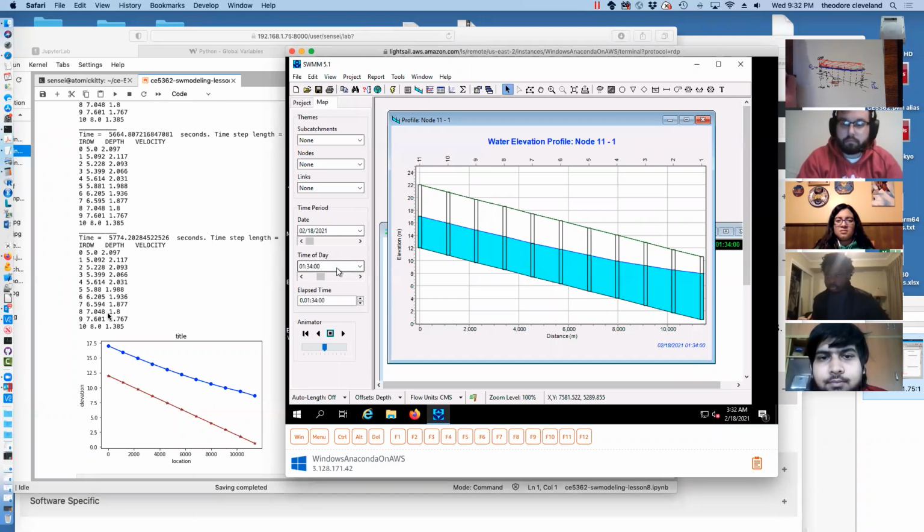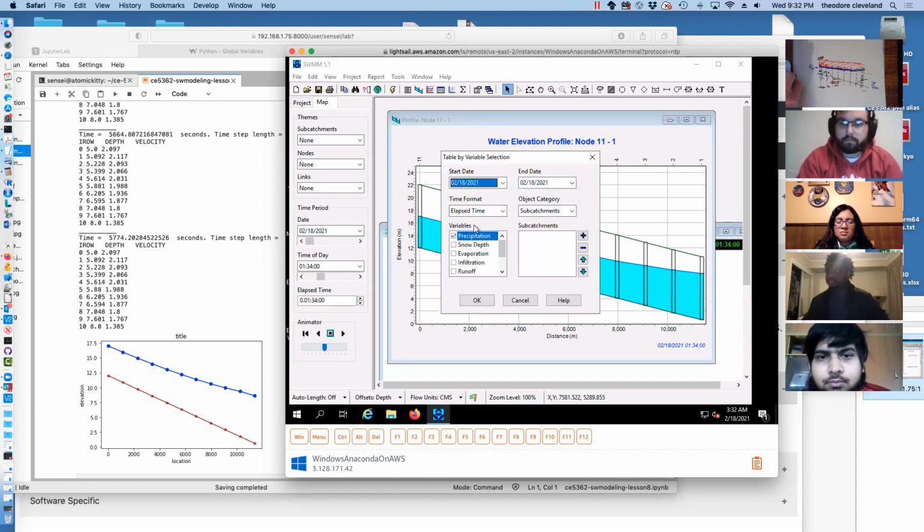Let's go take a look at the actual computed depths, because what we've printed here is not water surface elevation, but flow depth. And I think we can actually get flow depths from the swim model. See, by variable, by object. I want flow depth. Nodes. Depth. Okay, that's what I want. And I want to go nodes.